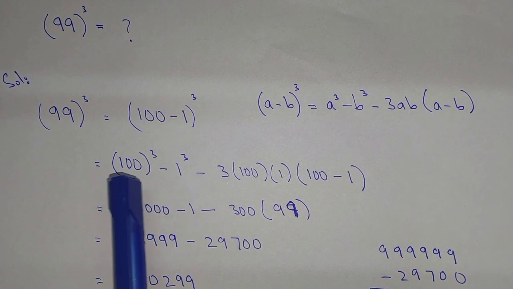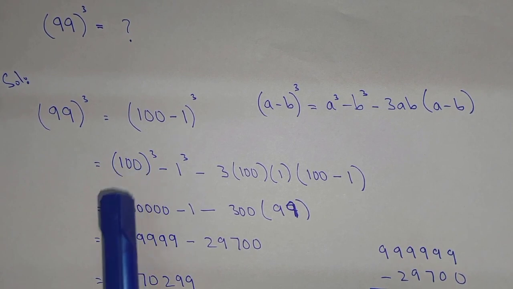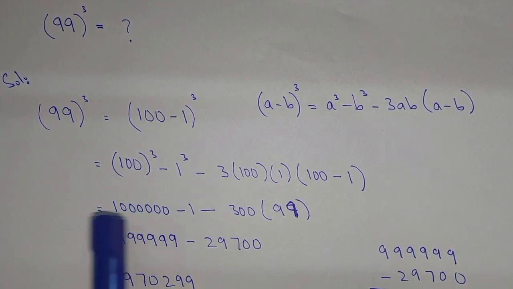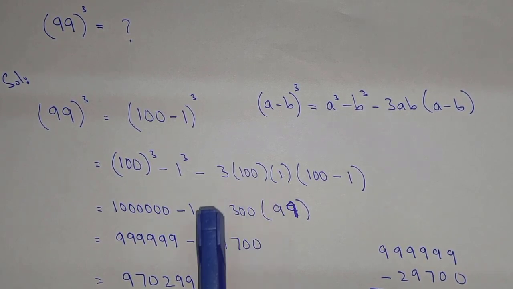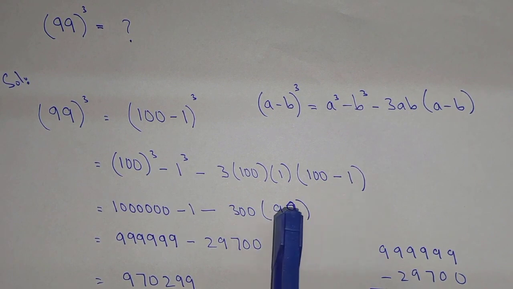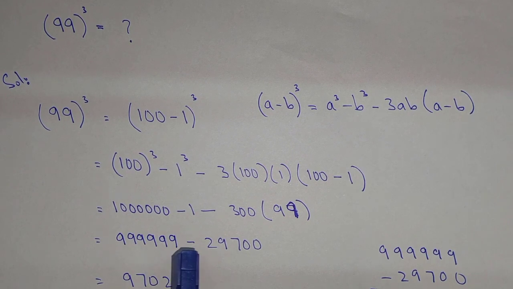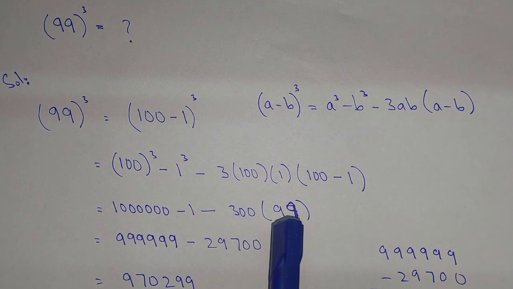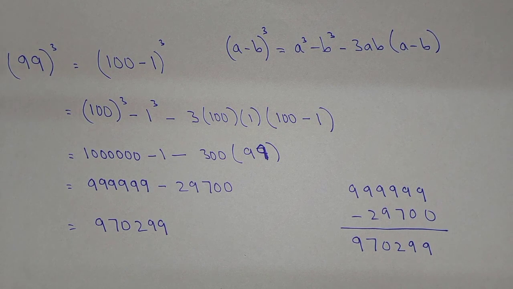We know that the cube of 100 means 6 zeros, since 3 times double zero is 6 zeros. So this is going to be 1 million minus 1 minus 3 into 100 into 1, that is 300, and this is 99. So subtract 1 from 1 million and you are going to write 999,999 minus 300 into 99. Let's suppose 300 into 100, that is going to be 30,000, and 300 less than 30,000 is 29,700.